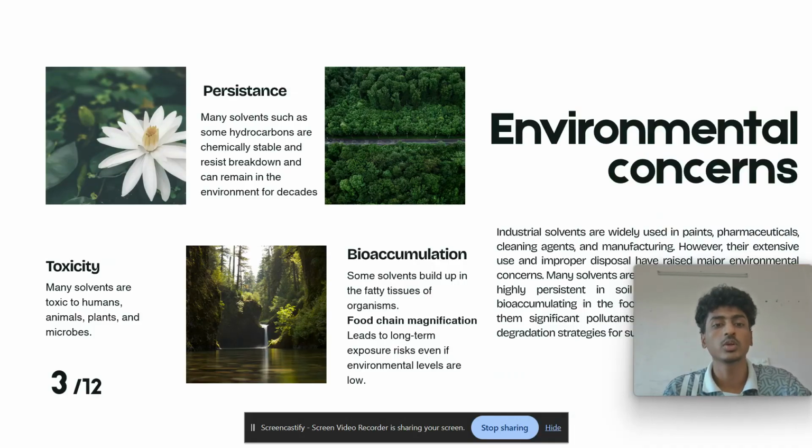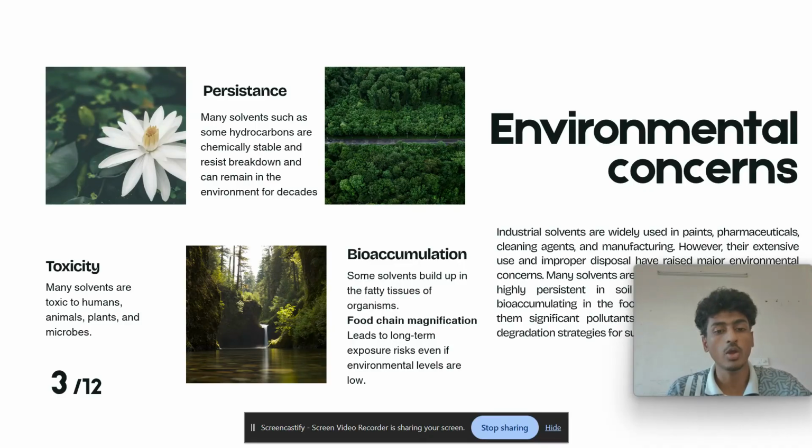So let's look at why these solvents are such a serious environmental concern. At first, toxicity. Many solvents are poisonous to humans and animals. For example, benzene is a well-known carcinogen, and others can damage the nervous system, liver, and kidney. Second comes persistence. Some solvents, especially chlorinated hydrocarbons like trichloroethylene, resist natural breakdown and remain in soil and groundwater for many years. And the third is bioaccumulation.